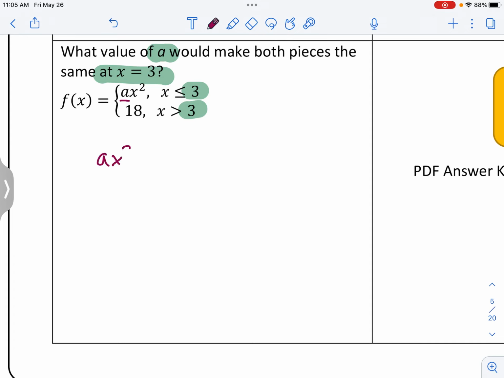So that means we want both pieces to equal each other when x equals 3. So we're going to plug 3 in for all of our x's, which we only have the 1, and then we're going to solve for a. So 9a equals 18, and we find out that when a is 2, both of these pieces have the same value when x is 3.